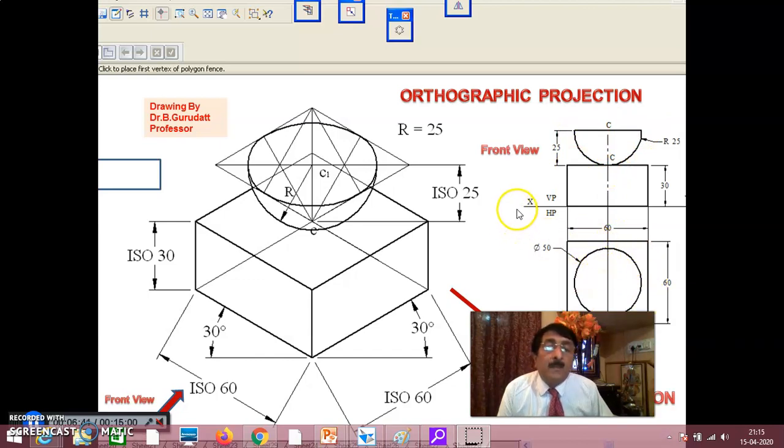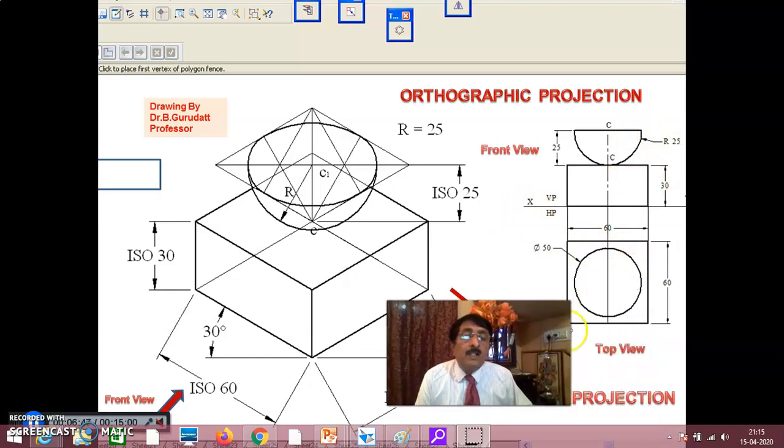In that way you are completing another problem. This is the front view. This is the top view. And this is the orthographic projection that you are expected to do. As I said, you start from XY, VP, HP. This is the front view, this is the top view. Show the dimensions and all that. It will be completed in all respects.